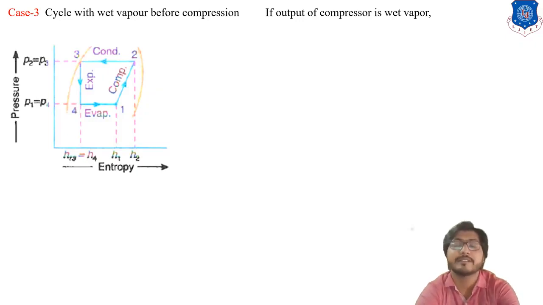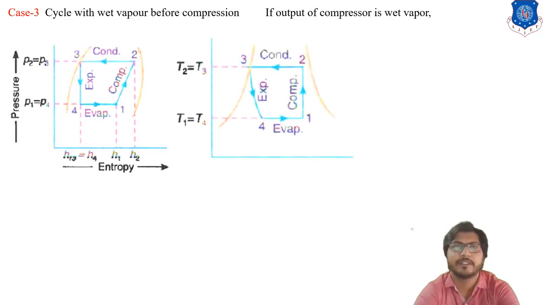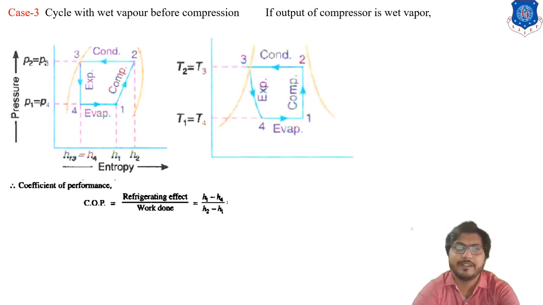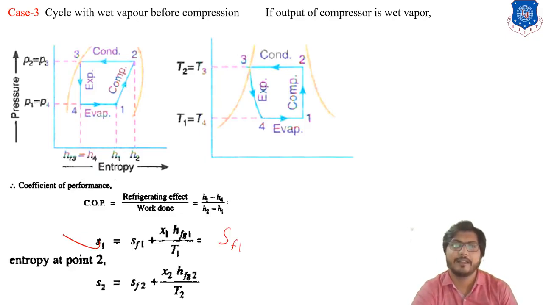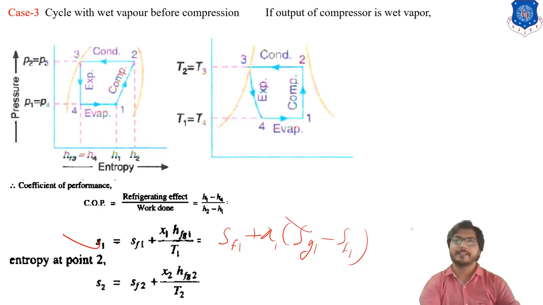If the output of the compressor is wet vapor, that is known as a compression cycle with wet vapor before compression. Wet vapor means it is a combination of vapor and liquid mixture. This is the TS diagram for this, and the COP remains the same, no change in COP, but calculate the entropy S1 because it's inside the dome. S1 we can write as Sf1 plus x1 (Sg1 minus Sf1). Okay, if Sg and Sf are given in the table, then we calculate S1.